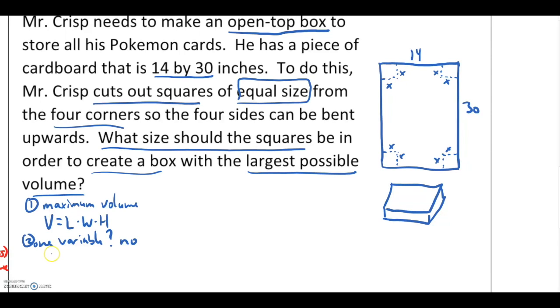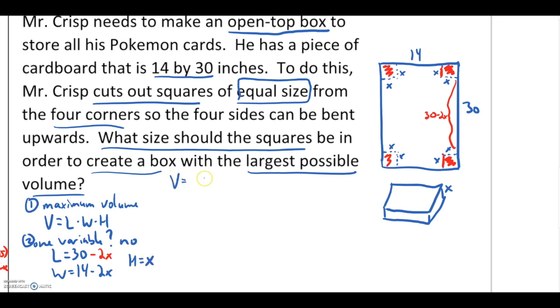So what I can think about, especially if looking at the diagram, let's call length the 30-inch side of the cardboard. And the actual length of my box, when I take these squares away and fold it up, this actual length right here is going to be 30 minus the x that I cut off from either side. So 30 minus 2x. Similarly, the width would be 14 minus 2x. And the height, when I fold these sides up, is going to be completely determined by the squares that I cut out. The height's going to be x.